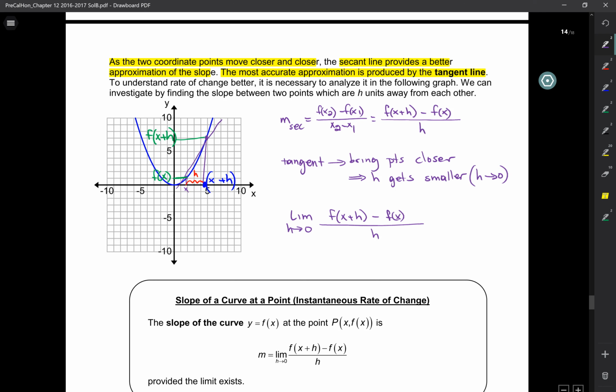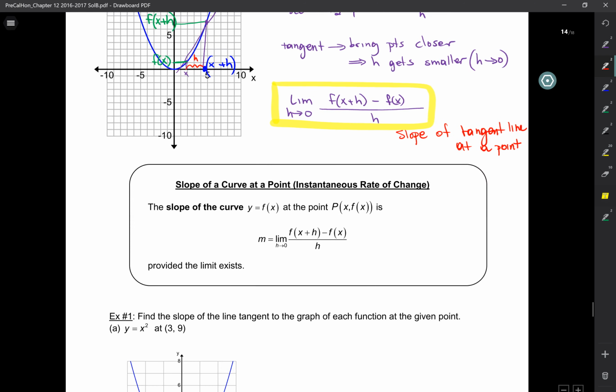Okay? So now, what have we found? This is the slope of what? The slope of the tangent line at a point. So that's the slope of a tangent line at a given point. All right, so here it is. The slope of a curve at a point is just that, which we just came up with all on our own. Okay, it is pretty cool.